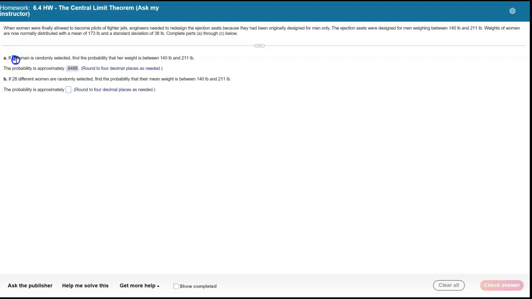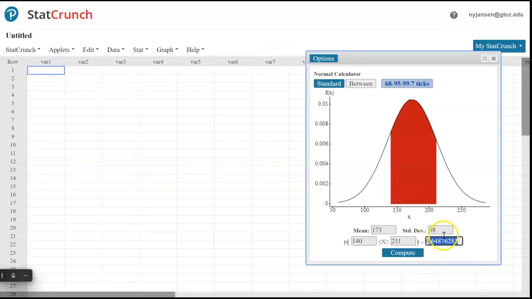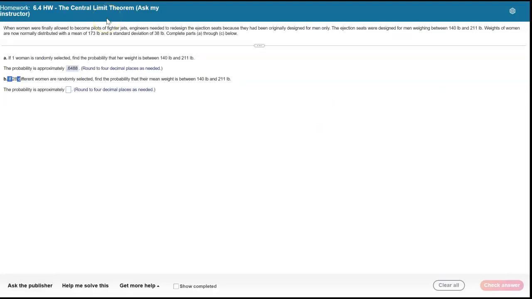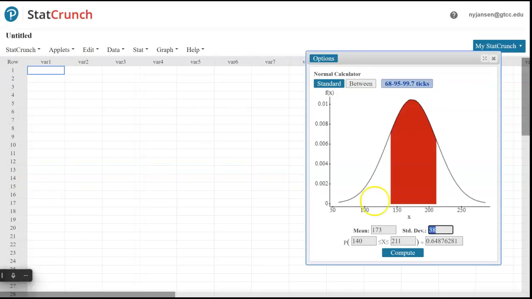So there's a difference between doing 1 woman and 28 women. And when you're doing 28 women, how things change is that we don't put in the standard deviation. So the central limit theorem says if you want to look at the mean of more than one person, of a group, and your data is normally distributed, you still use the same mean, but the standard deviation that you use is the original standard deviation, but you have to divide it by the square root of your sample size. So I just said a whole bunch.